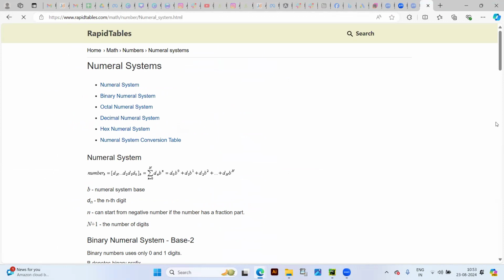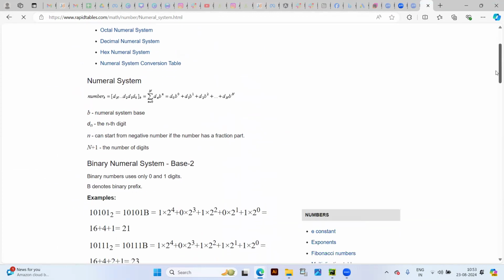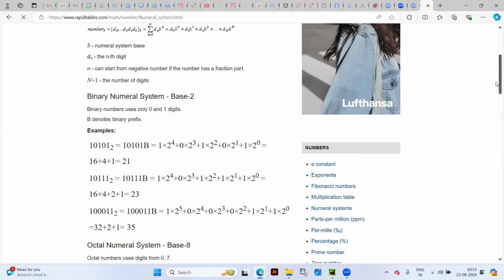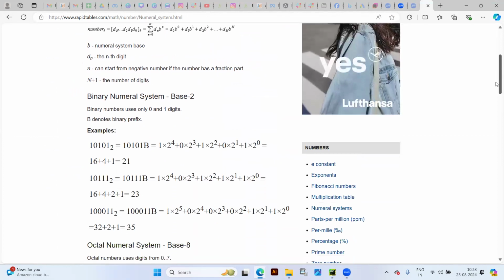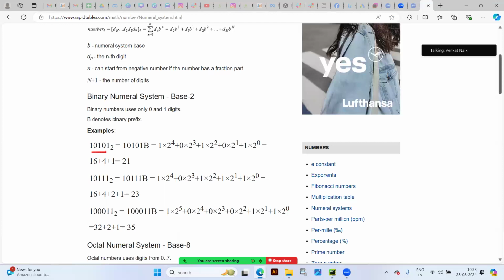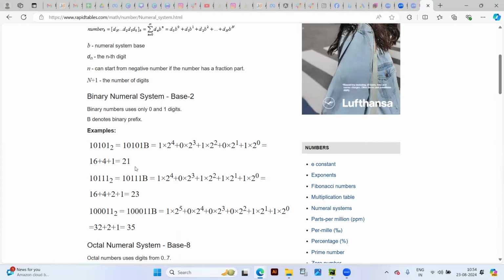So if you look here, there is a number system I've been given. How to convert? There is a binary number, right? 10101 base 2. I want to convert it into the equivalent decimal value. This 1 is 2 power 0, this 0 is 2 power 1, this 1 is 2 power 2, this 0 is 2 power 3, this 1 is 2 power 4. According to that, if you perform it like this, 21 becomes the equivalent value. Clear?